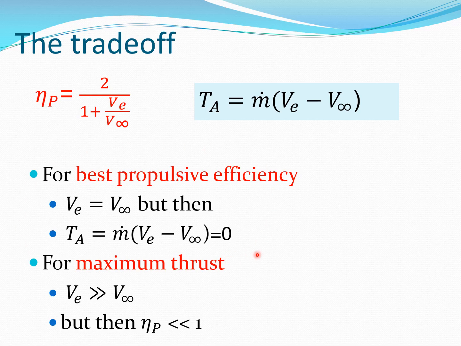It doesn't have much practical value, because from the other equation which I have put in blue, we can immediately see that if you want to maximize thrust, which we often want to do in any engine situation, then VE must be substantially greater than V infinity. That's the thing we would like to have. But in that case, what would happen if VE is much greater than V infinity? Then this term is going to be large, and therefore the efficiency is going to be, unfortunately, quite less.